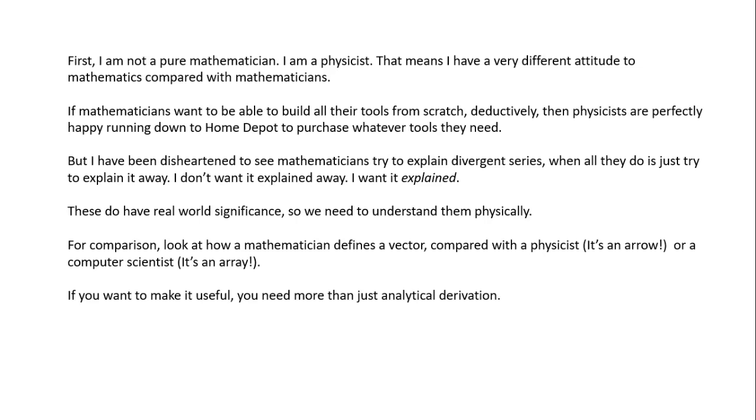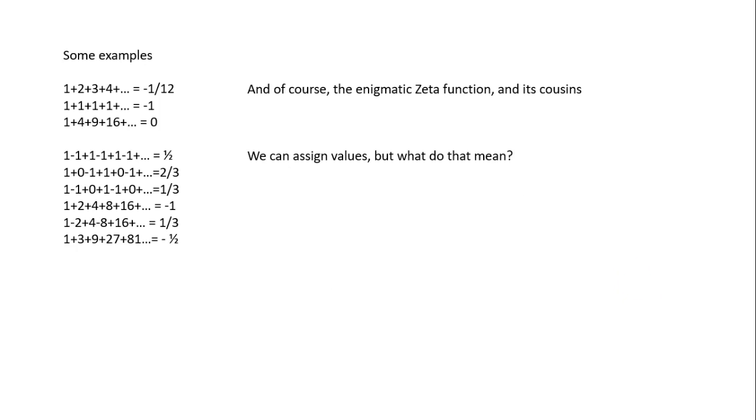For comparison, look at how a mathematician defines a vector compared to a physicist. They'll say it's an arrow. Or a computer scientist, it's an array. Because these have real-world uses, and so we use them. So we need more than just analytical derivation.